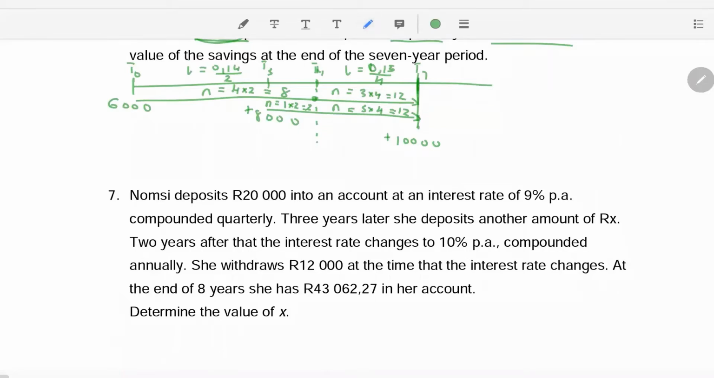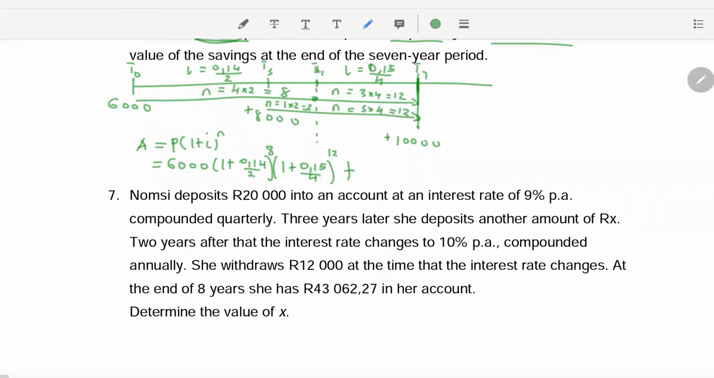deposited at the end of the 7-year period, and we are finding how much is in the account on the day the 10,000 was deposited. So using our compound interest formula, we work with the 6,000 and 14% compounded semi-annually for the first 8 half years, and then it grows at an interest rate of 15% compounded quarterly for the next 12 quarters.